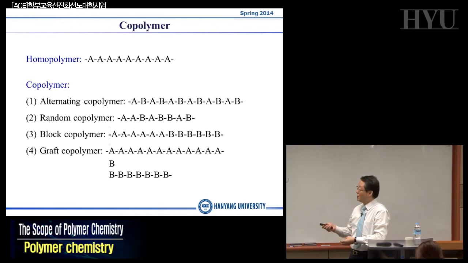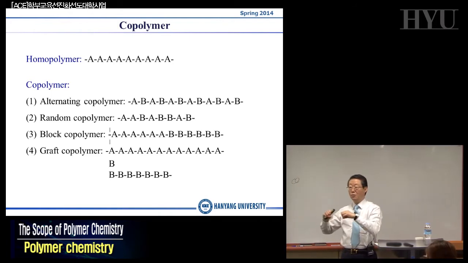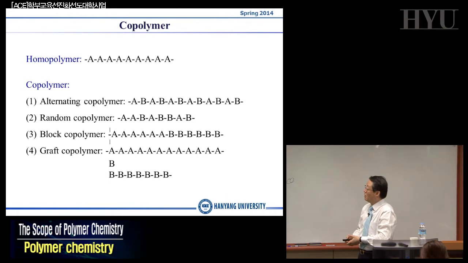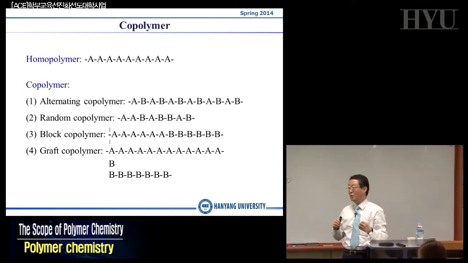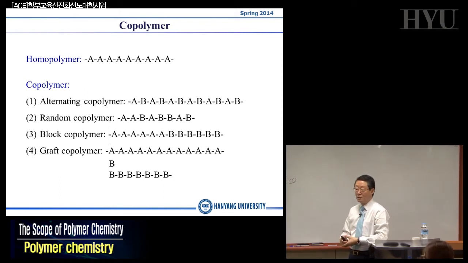In the case of copolymer, we have at least 4 types of copolymers. Okay? Alternating copolymer is the one where A and B alternate with each other. Okay? Once you have an A monomeric unit, then the next one is B. A, B is alternating. Random copolymer is the one where A and B sequences are randomly copolymerized. Okay? So you don't know the monomeric units once you form an A or B type of copolymer.